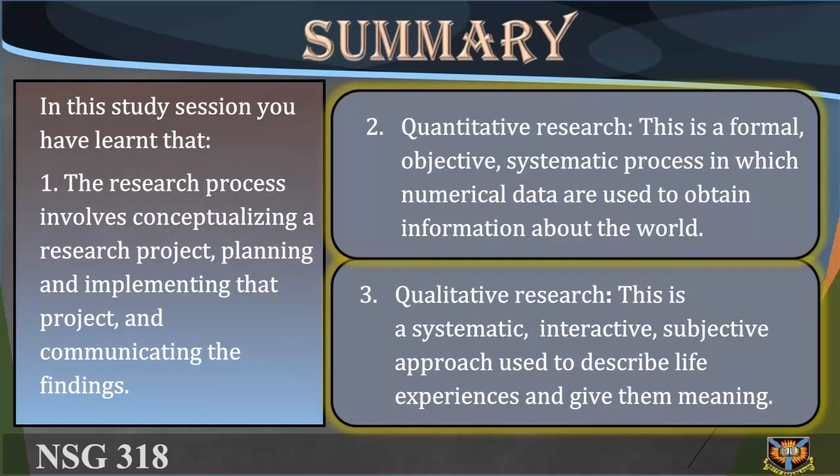In summary, in this study section, you have learned that the research process involves conceptualizing a research project, planning and implementing that project, and communicating the findings. Quantitative research is a formal, objective, systematic process in which numerical data are used to obtain information about the world. Qualitative research is a systematic, interactive, subjective approach used to describe life experiences and give them meaning.